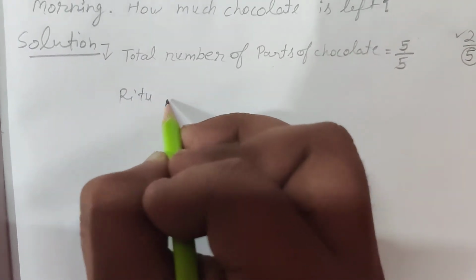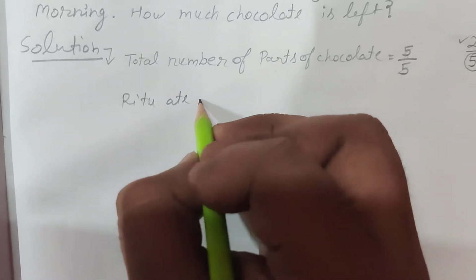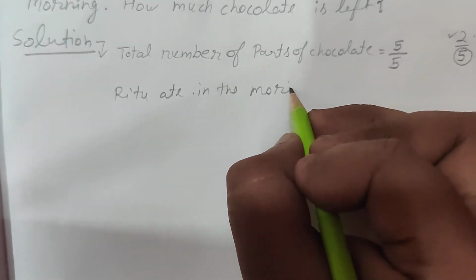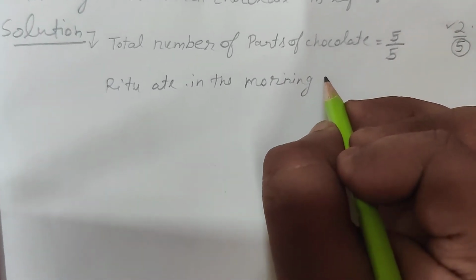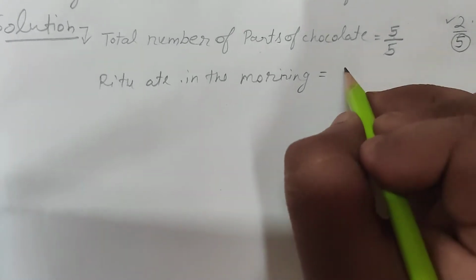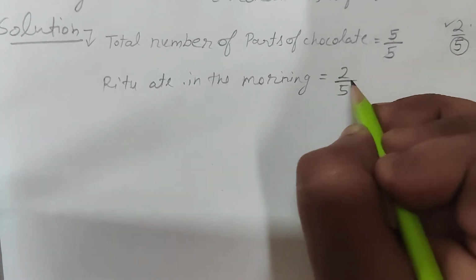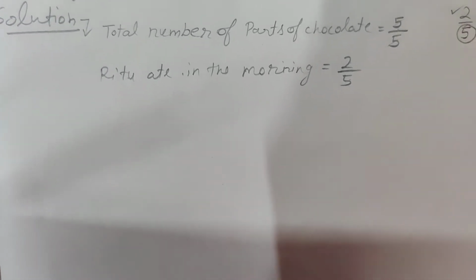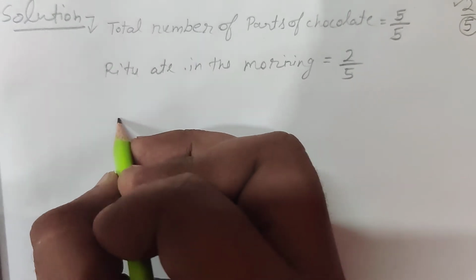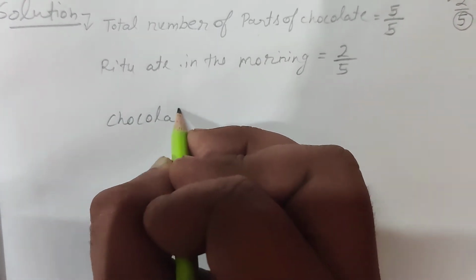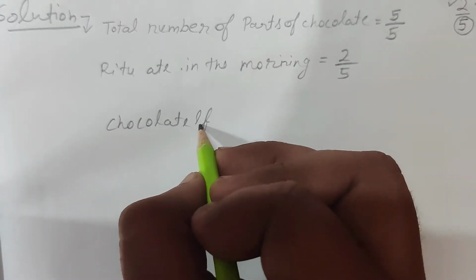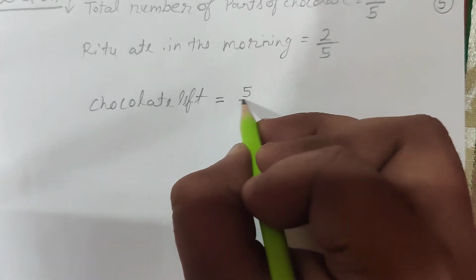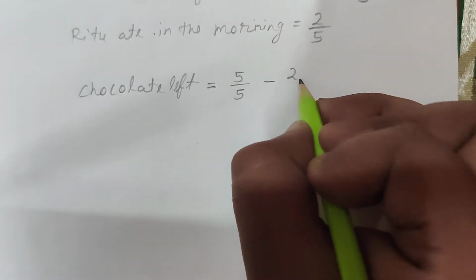Ritu ate in the morning is equal to 2/5. 2 parts out of 5 were eaten by Ritu in the morning. Chocolate left is equal to total chocolate minus eaten chocolate.